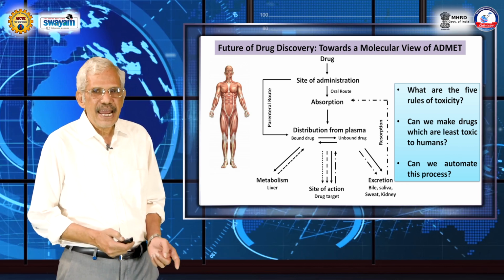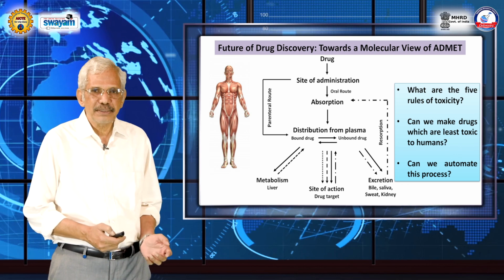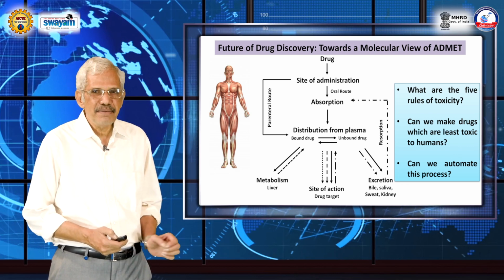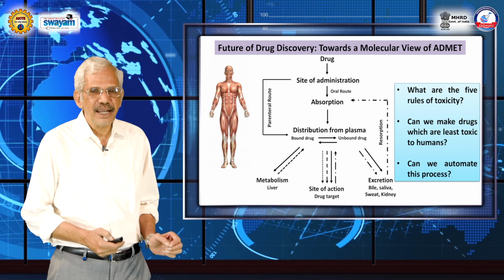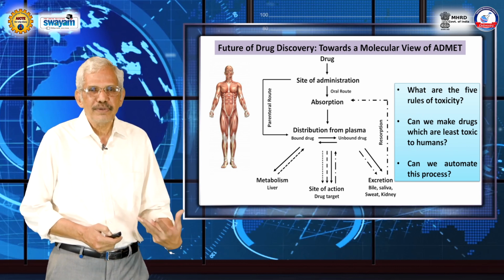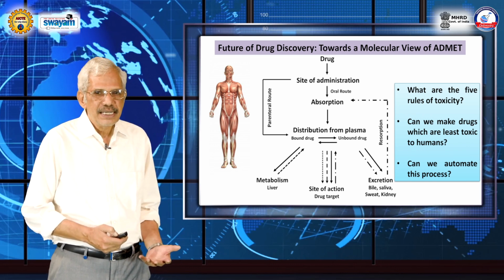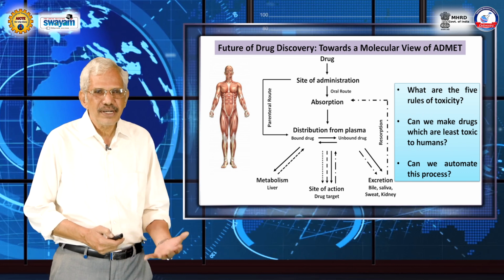So what is the future of drug discovery? Well, I would say that ADMET, that is absorption, distribution, metabolism, excretion, toxicity. ADME is under control. T, the last letter, is not in control. So what are the rules of toxicity? We have some ideas on what toxicity can be due to, but it's not fully conquered yet.